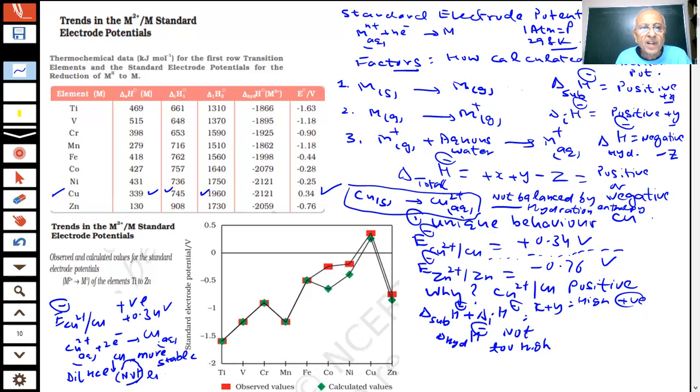Whereas zinc will produce hydrogen gas if you add HCl. The sum of the first two ionization enthalpies and the hydration enthalpy is involved, and you will find that for zinc the value is more negative.